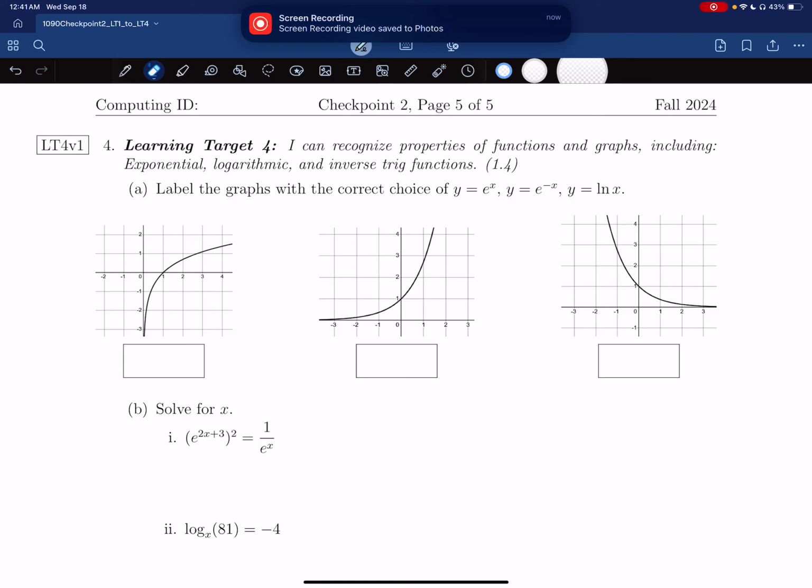Hey everybody, today I will be going through Learning Target 4 from Checkpoint 2, going through some of the solutions and hopefully providing some tips and strategies that might help you for some of the future checkpoints if you didn't get this one on the first try.